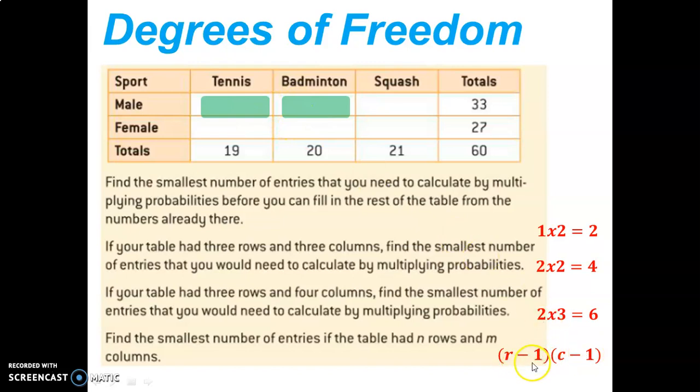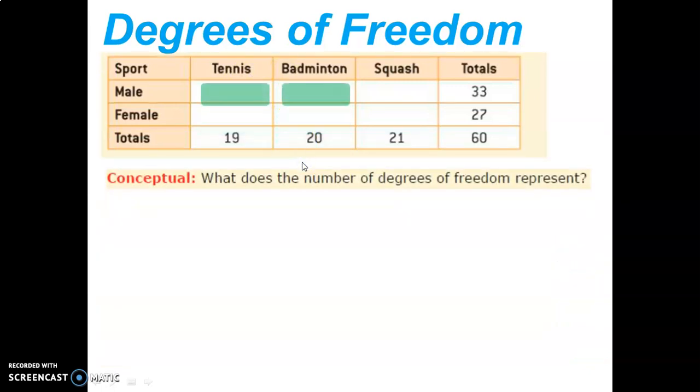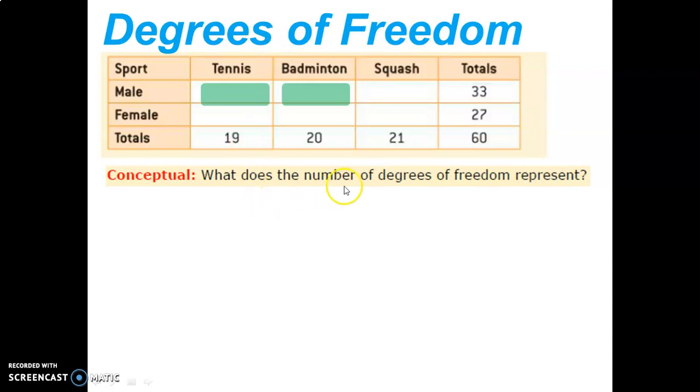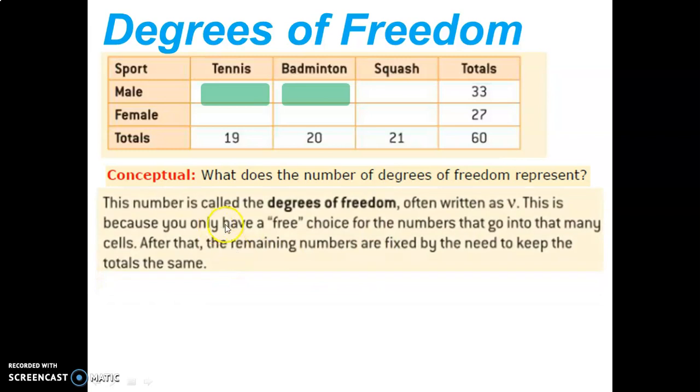So it's always 1 less than the number we have, and you multiply those to get that least number. That, what we just looked at, is called a degree of freedom. And what does this number of degrees of freedom represent? Well, let's take a look at this. Basically, the number is called the degrees of freedom, often written in this form of V. This is because you only have a free choice for the numbers that go into that many cells.